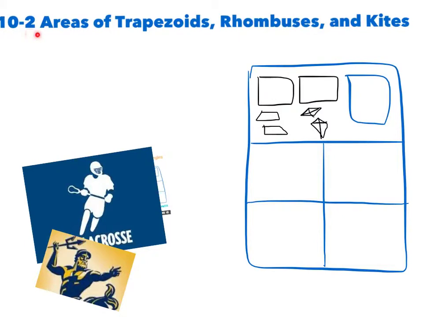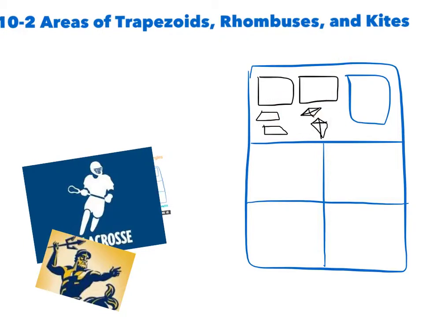Our title is 10-2, Areas of Trapezoids, Rhombuses, and Kites. You're going to need to set up your notes with 3 different sections, 1, 2, 3. In the bottom section, you're going to have 4 examples, and in the top section, you'll have 2 boxes and then some diagrams in there.